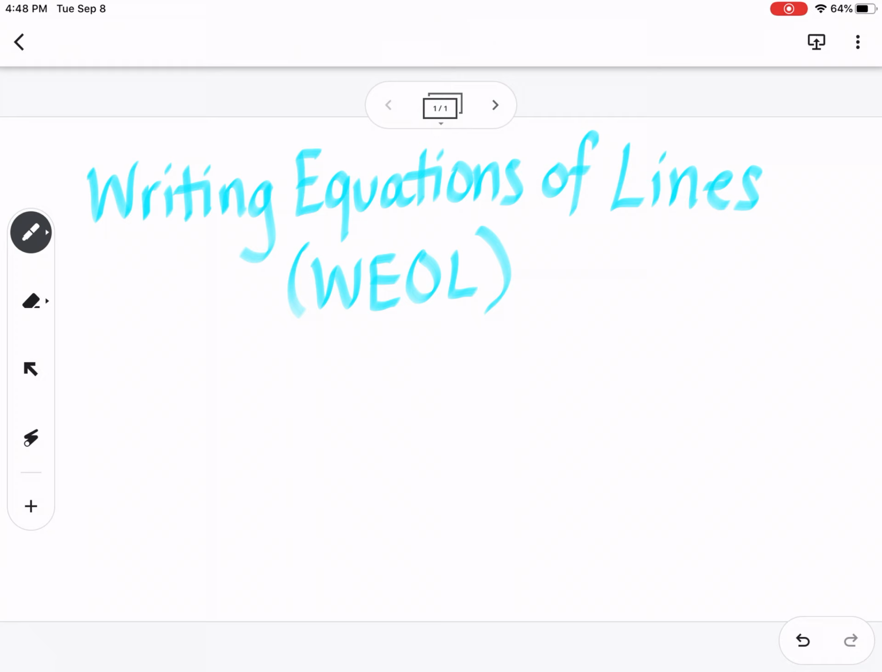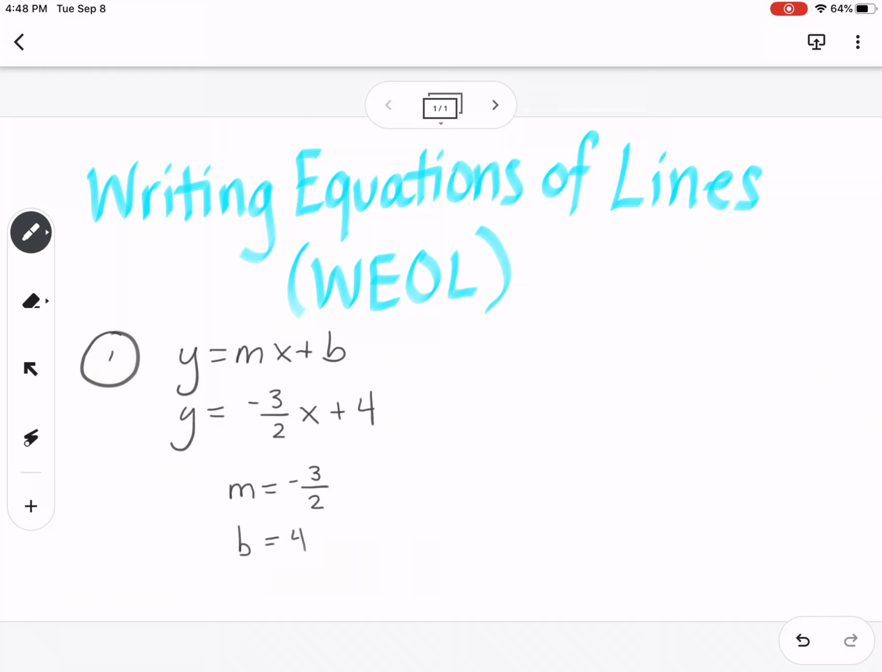So we're talking about lines written in the form y equals mx plus b. This is called slope-intercept form. Make sure you know the wording for that, slope-intercept form. So I might give you an equation that looks like this, and this would be an equation written in slope-intercept form. The slope in this problem would be -3/2, and the b value would be 4. This is our y-intercept.